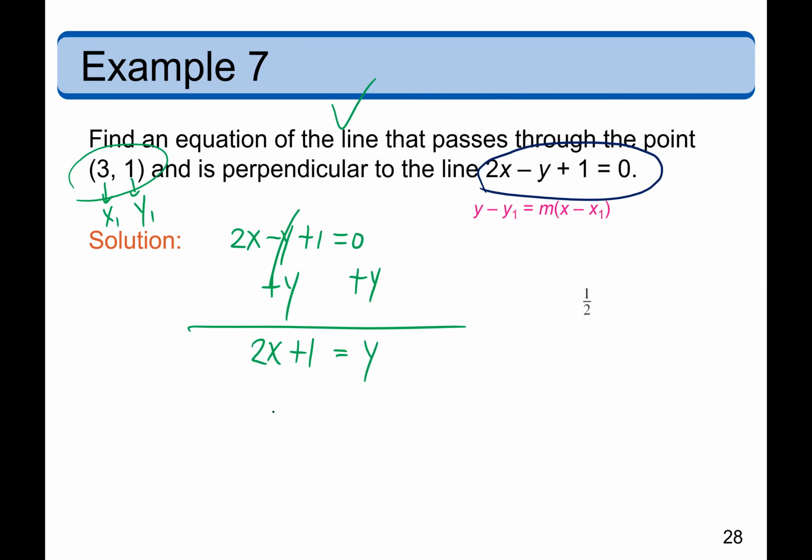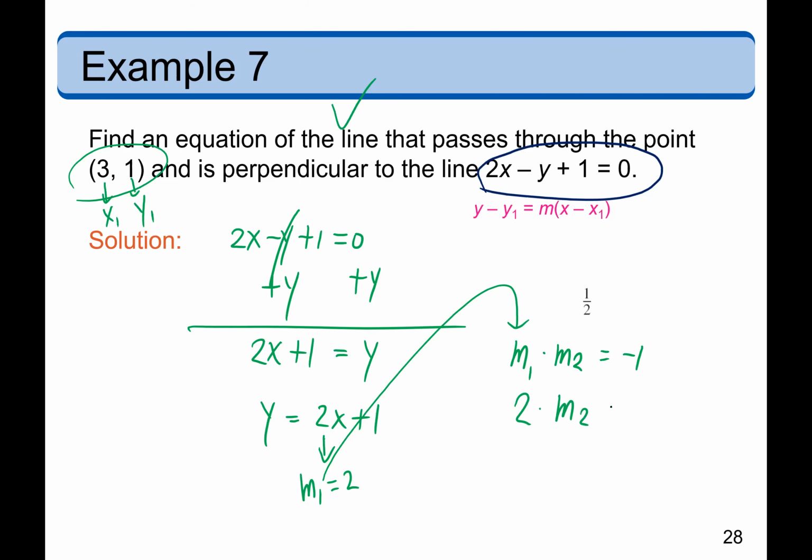Now we reverse it, right? So y equal to 2x plus 1. And what this tells us is the slope for line number 1. It's m1 equal to 2. And since we know the slope for one of the perpendicular lines, in order to find out the slope for line number 2, you're using the formula m1 times m2 equal to -1. And m1 is 2. So 2 times m2 should be equal to -1.